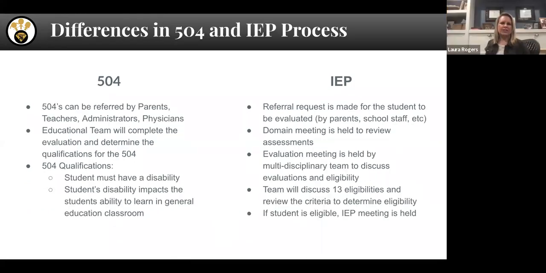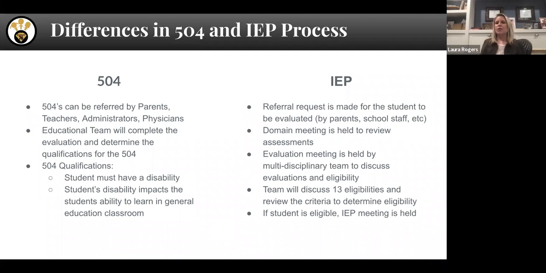And there are differences in the 504 and the IEP process. 504s can be referred by parents, teachers, administrators, physicians. The educational team will complete the evaluation and determine the qualifications for the 504. The 504 qualifications are that the student must have a disability and the student's disability needs to impact the student's ability to learn in the general ed setting.